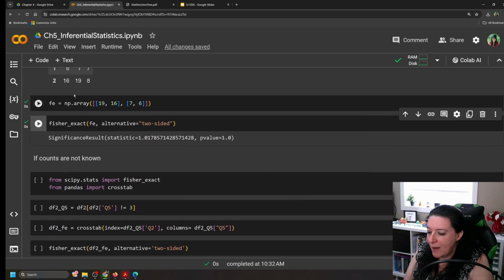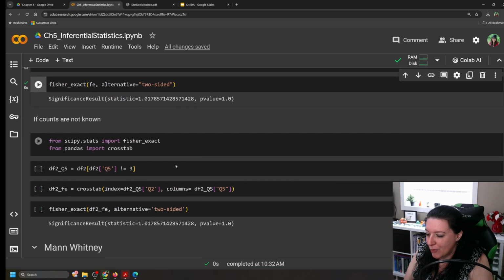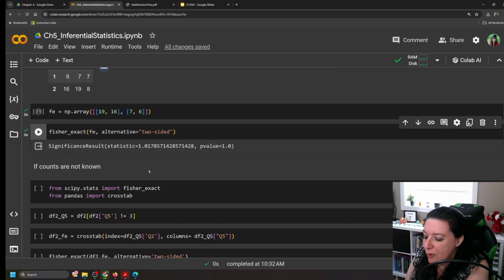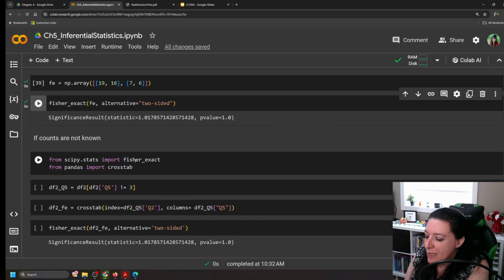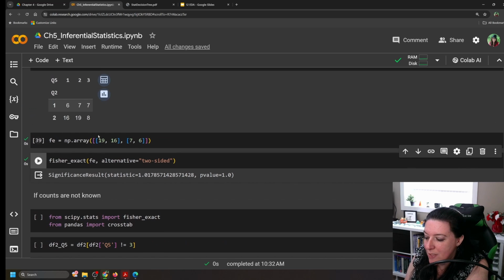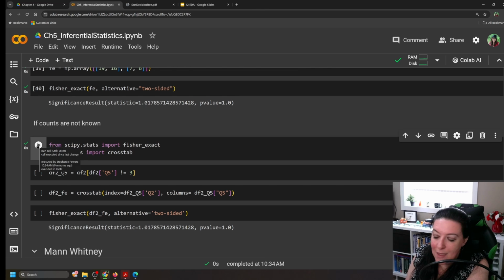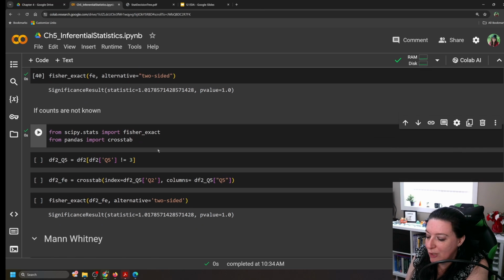So here, right, we had our groups. In this case, let's look at question 5. And instead of specifying them out like we did here, we could pull the information. So that's what this is doing here. So rather than typing it out, 19, 16, 7, 6, what we can do is we can actually just pull it from the data. So we have the same packages because we're doing the exact same thing. We just want to make sure those packages are loaded.